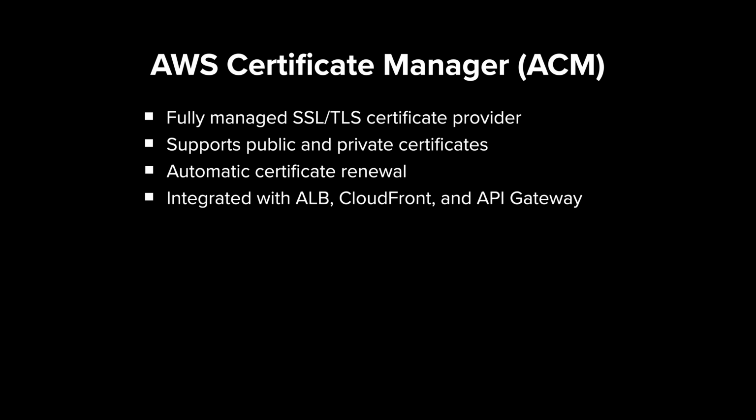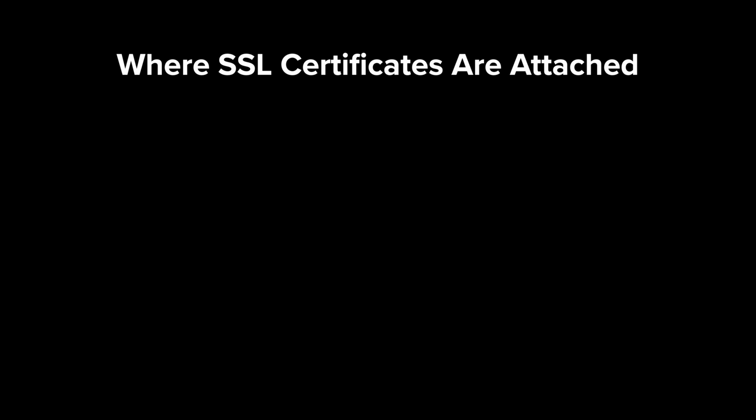ACM is tightly integrated with AWS services like Application Load Balancers, CloudFront, and API Gateway, allowing you to attach certificates directly to these services without handling private keys manually. This makes securing your ECS application simple, safe, and scalable. Let's take a closer look at where the SSL certificate is actually attached in an ECS setup.